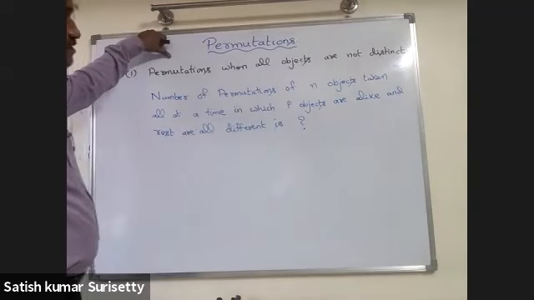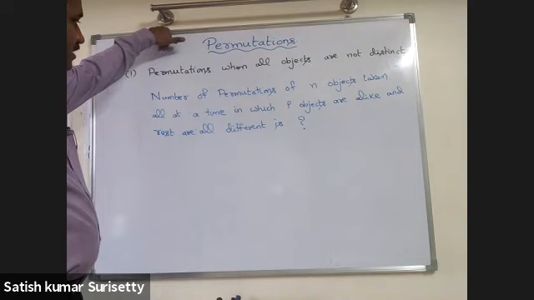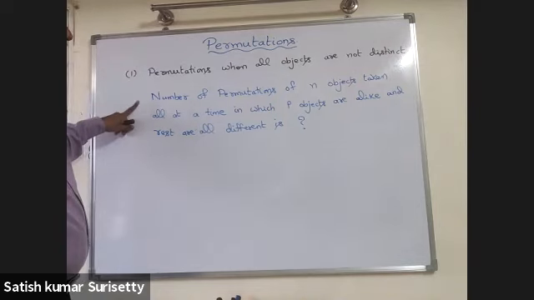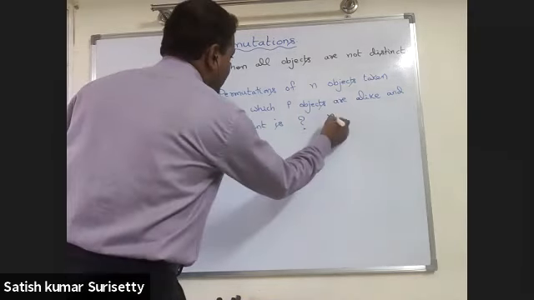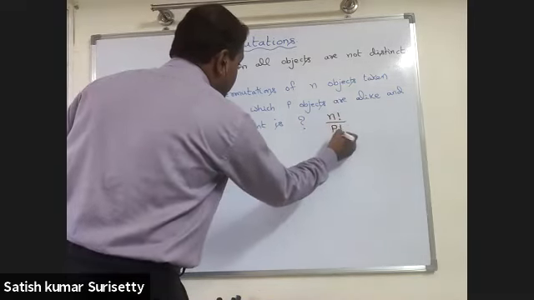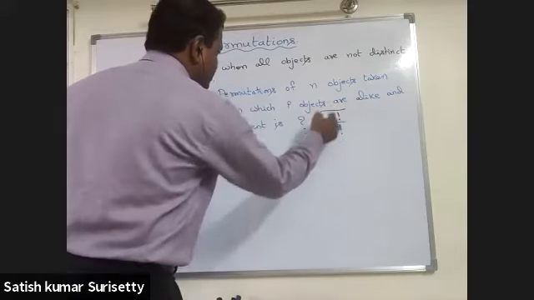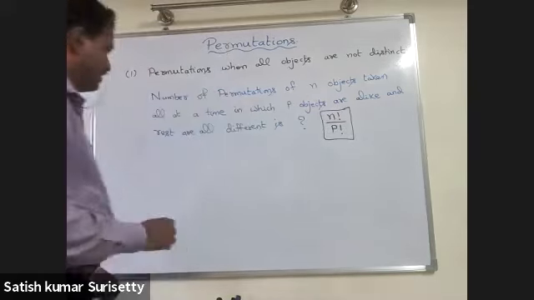So, permutations when all objects are not distinct. The number of permutations of n distinct objects taken all at a time, in which p objects are alike and the rest are all different, is n factorial upon p factorial. Now, let us see the explanation.